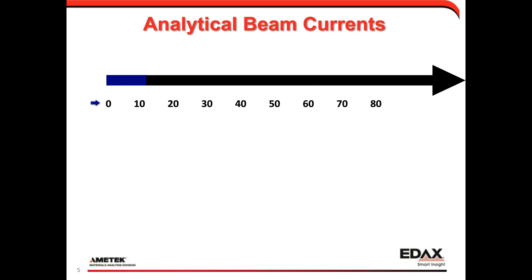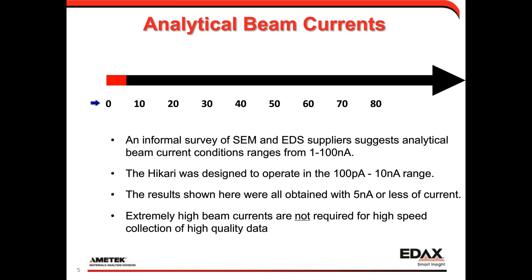We've done an informal survey in the past of SEM and EDS suppliers, and essentially we found that most people work from about 1 to 100 nanoamps. That's the general broad range. The Hikari camera was designed to operate at about 100 picoamps to 10 nanoamps. If you start getting higher or lower than that, it's not a bad thing, but it's not what it was designed for. The results shown here are usually obtained at 5 nanoamps or less. We don't usually have high beam current machines on site, and most people don't have access to them, so we try to keep it in a normal range.